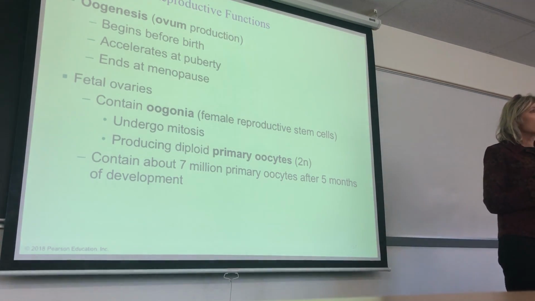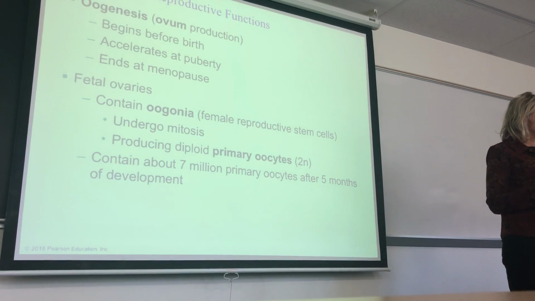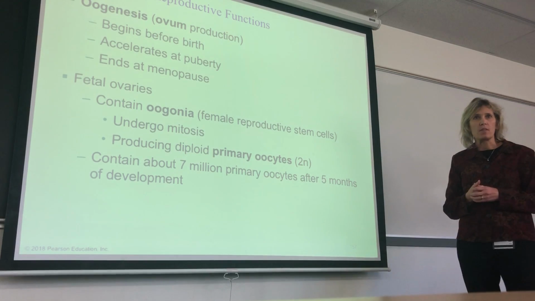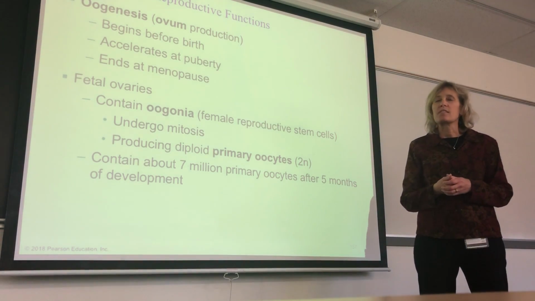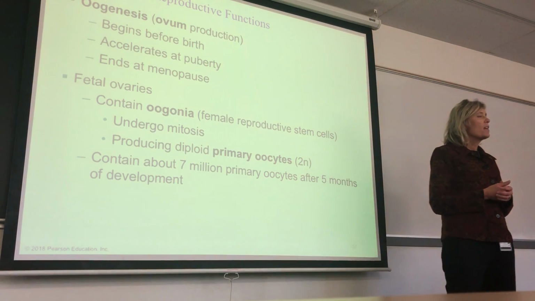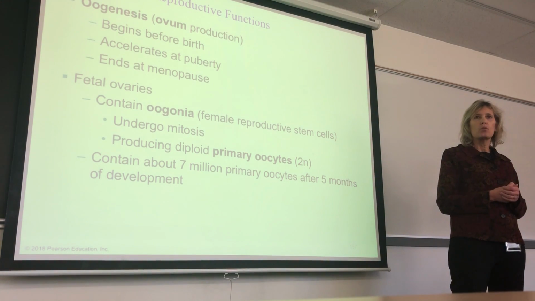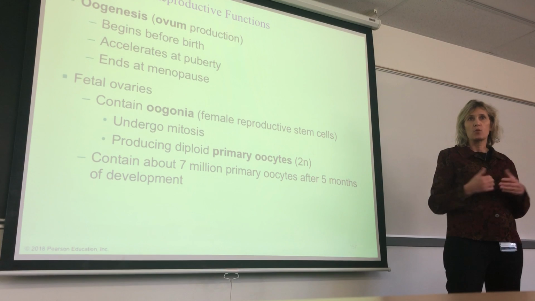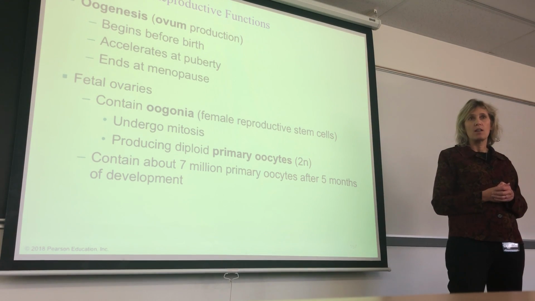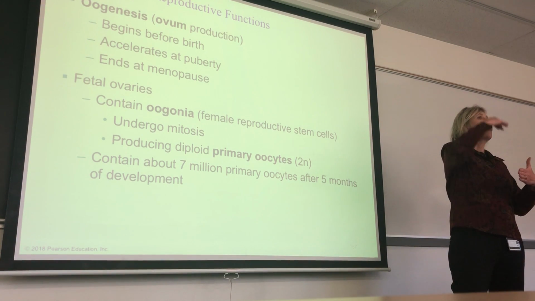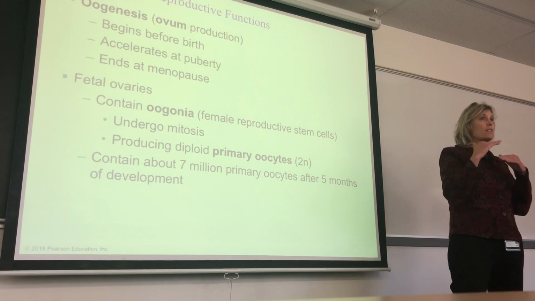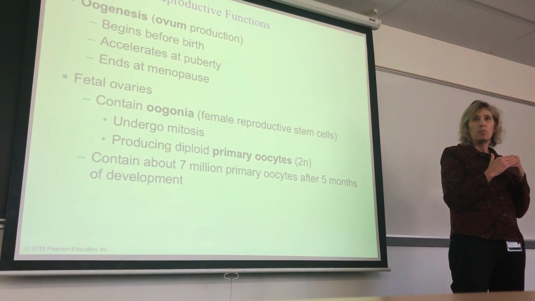Now, it's very similar to the mitosis and meiosis of spermatogenesis, but there are some major differences. First of all, in spermatogenesis, those stem cells, the spermatogonia, are not going to be stimulated to produce the spermatozoa until puberty, right? So all of that starts at puberty in the male, spermatogonia all the way to the spermatozoa.